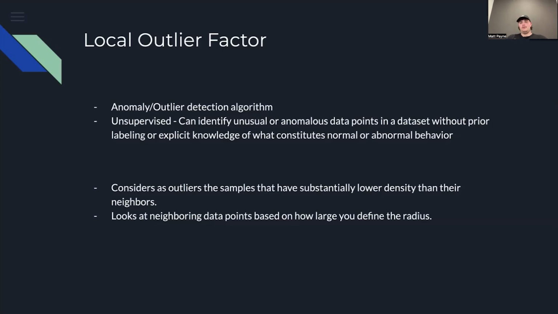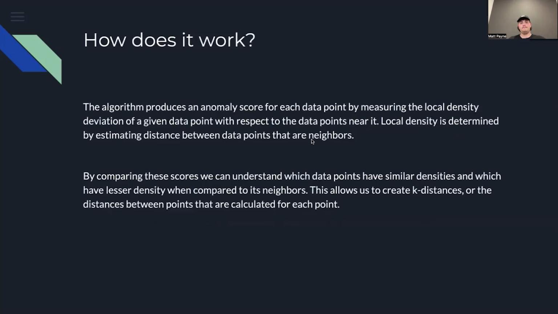To dive into a little bit of how this is different from some of the other algorithms, the way it really works is it considers the outliers of the samples that have substantially lower density than their neighbors. We'll do a walkthrough and see what that looks like, but it's very focused on looking at a data point and understanding based on how close its neighbors are, if that means it's an anomaly or not. And we'll talk about defining a radius and things like that, but that's going to be the general premise there. So that's a high level of how it works.